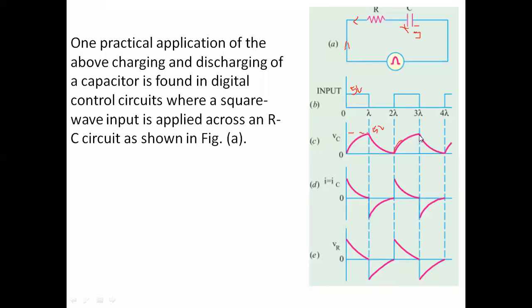This is exponentially decreasing. This is exponentially increasing. The capacitor charges exponentially increasing. The capacitor discharges exponentially decreasing. So the remaining are the current flowings. How the current flows? So this is the current, IC.